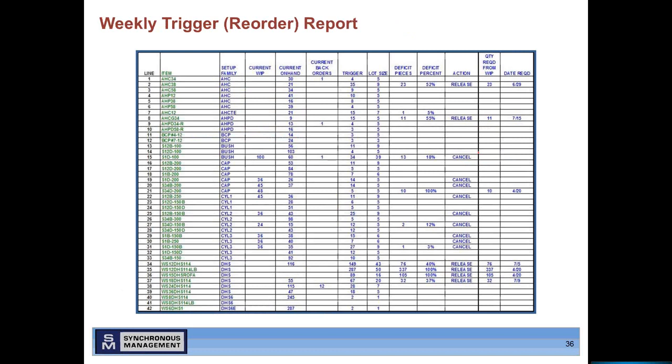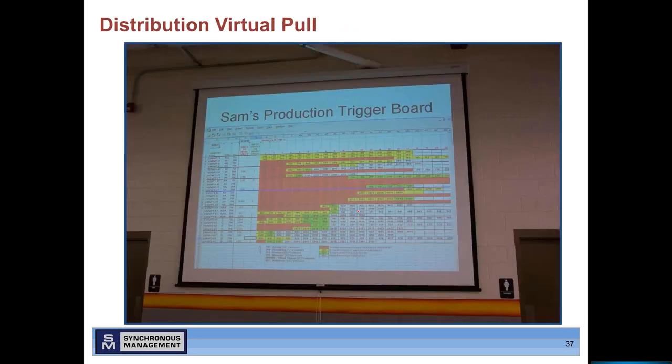Maybe it's a reorder report. You can see here's just a simple reorder or min-max report where we have the trigger or the order point. We have a lot size. It's telling us how many to make. Or if we have excess inventory, it's telling us what to remove from work in process. Or there are some orders they could potentially even cancel. So it's basically a trigger report or a reorder report.